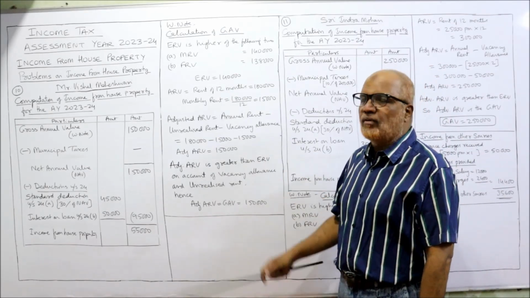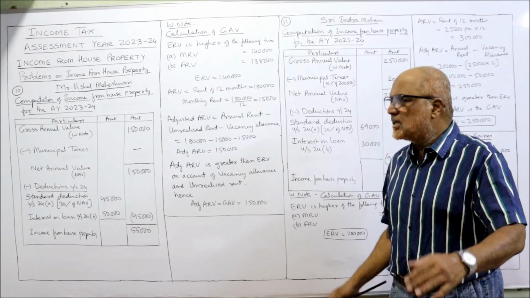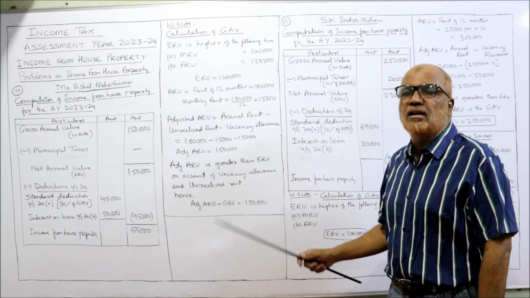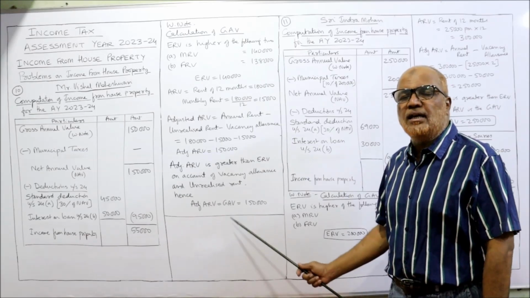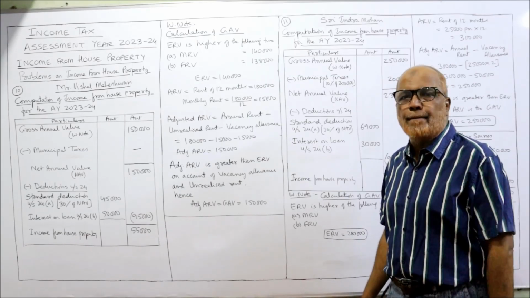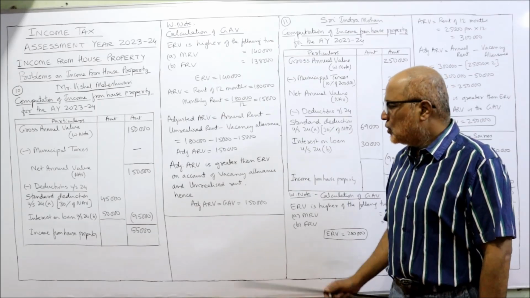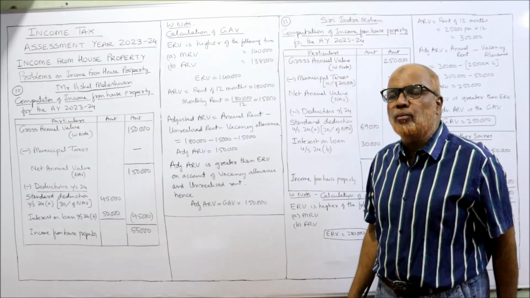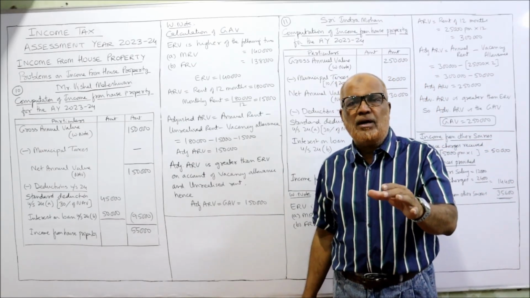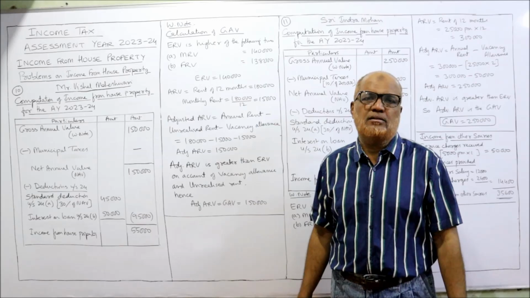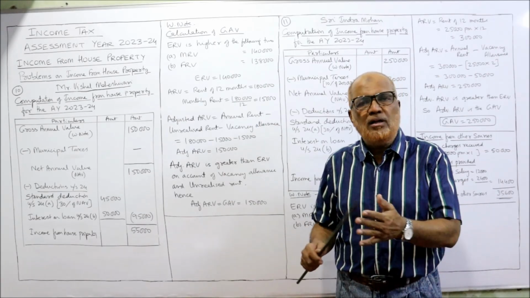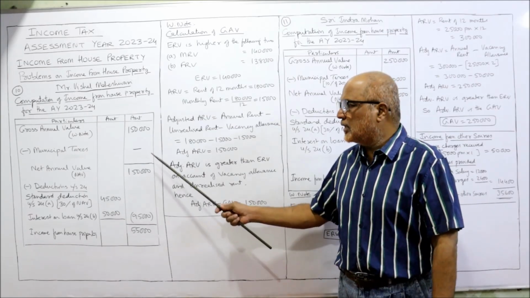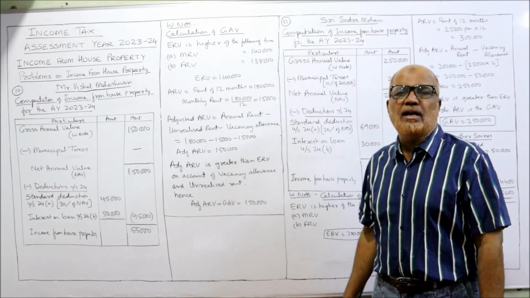What is the ERV here? 1,40,000. So adjusted ARV is greater than ERV on account of vacancy allowance and unrealized rent. So adjusted ARV is the GAV, gross annual value. So we got GAV 1,50,000. Municipal taxes are not allowed because as per the agreement it is to be paid by the tenant. Even if it is paid by the owner, it is not allowed, because of whatever is in the agreement. So 1,50,000 is the NAV, net annual value.